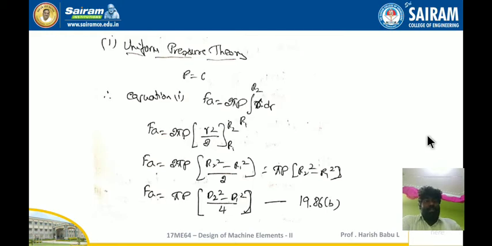Coming to the uniform pressure theory, as assumed previously, the pressure remains constant. Taking the pressure outside, we get 2 pi p integration from R1 to R2 of r dr. Integrating, we get pi into p into R2 square minus R1 square. Substituting r in terms of d, we get Fa equals pi into p into D2 square minus D1 square by 4. That is equation number 19.86b.